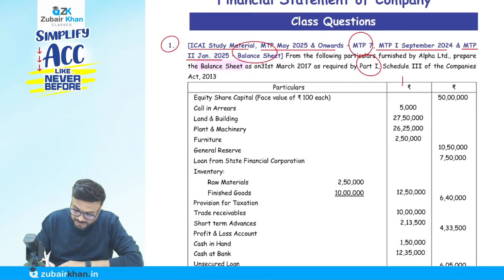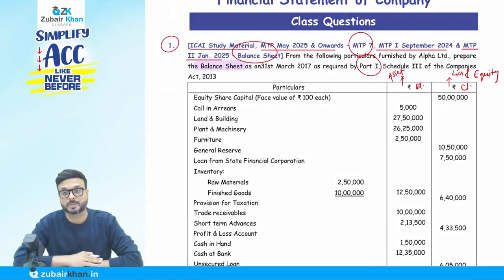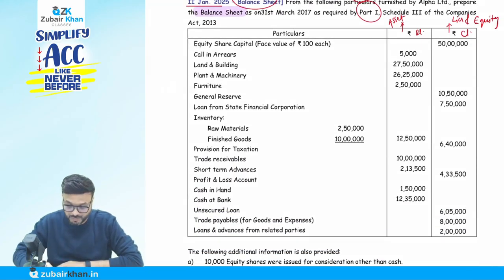Now remember, these are the debit balances and these are the credit balances. I told you that assets have debit balances, always debit, and liabilities and capital, or you can say the equity part, that is the shareholders' fund, reserves and surplus, all those have credit balances. So equity share capital, face value of rupees 100 each, 50 lakhs. Calls in arrears 5,000. Land and building 27 lakh 50,000. Plant and machinery 26 lakh 25,000. Furniture 2 lakh 50,000. General reserve 10 lakh 50,000. Loan from State Finance Corporation 7 lakh 50,000.